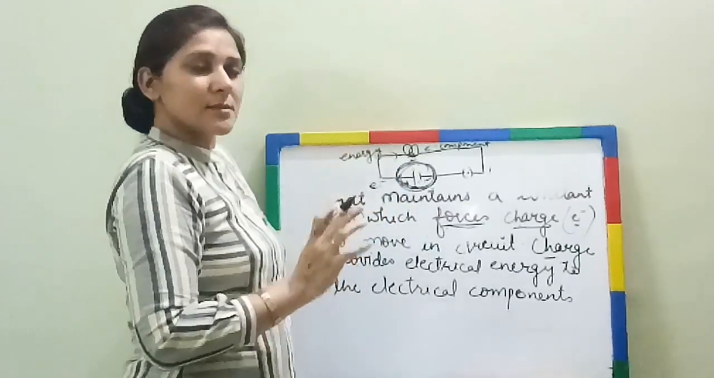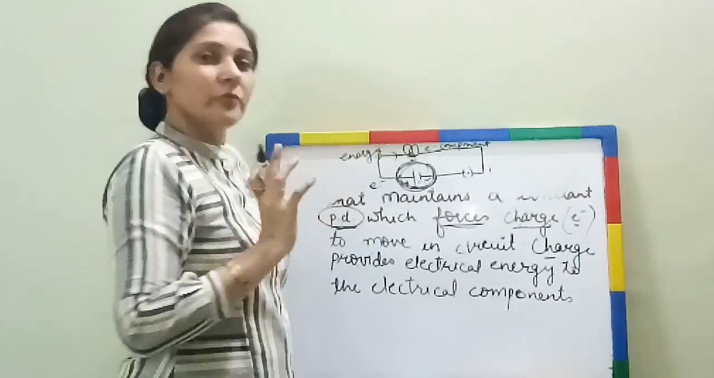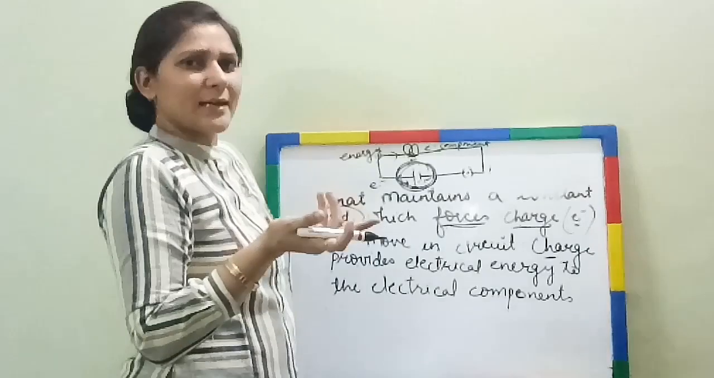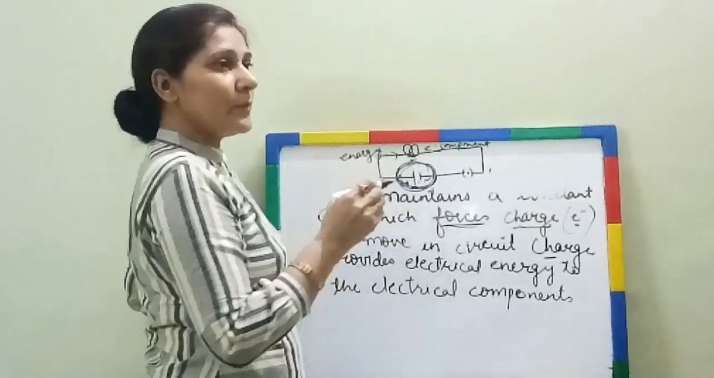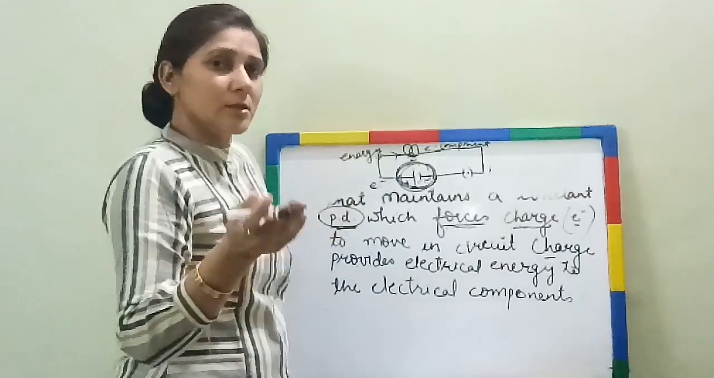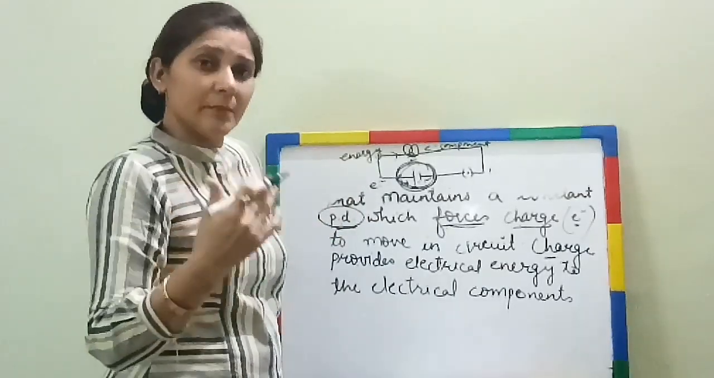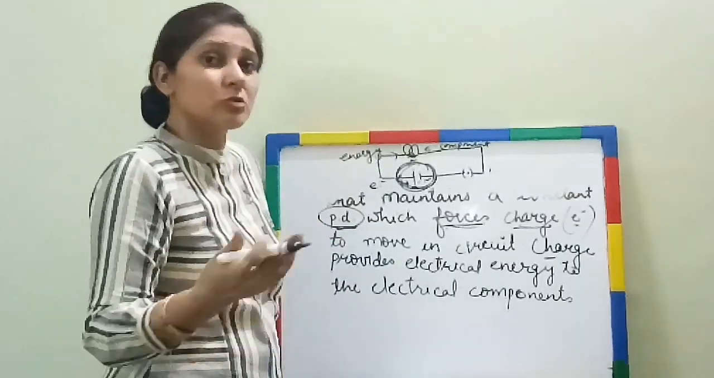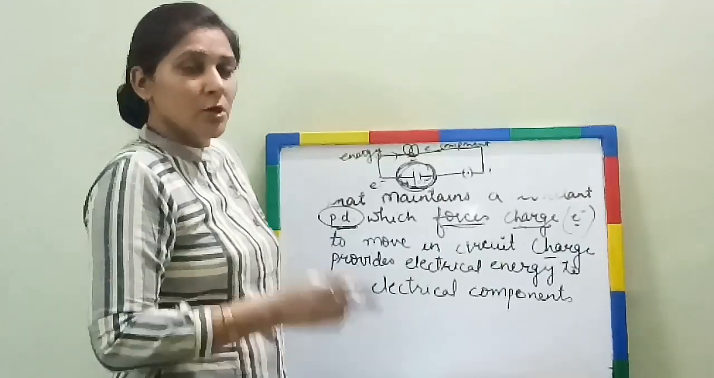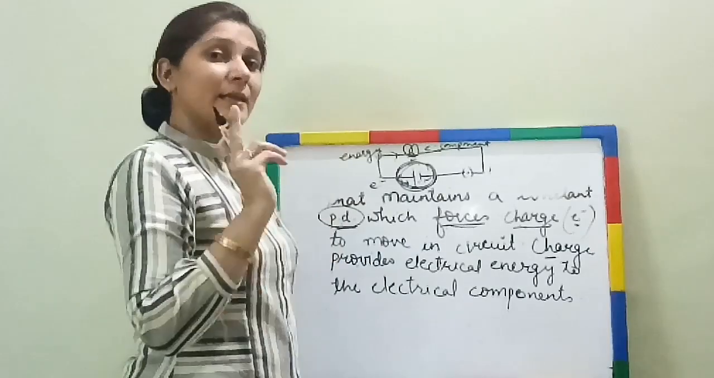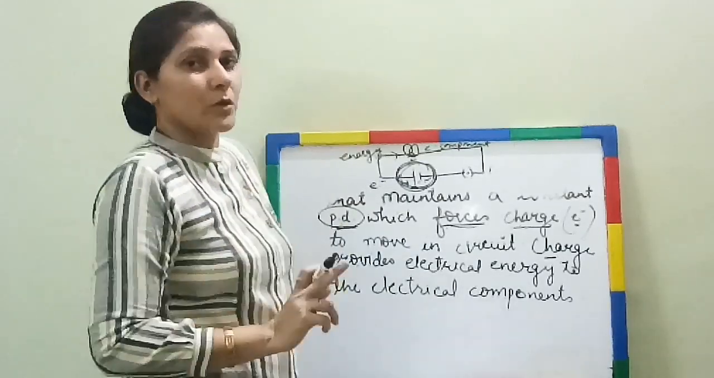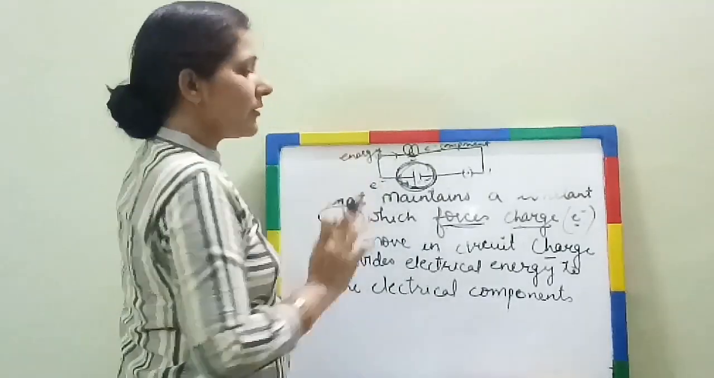There is a myth, in some books, or maybe not exactly in a book, somewhere you read that the cell is able to give charge. It is not able to give charge. It is able to give electrical energy to the electrical components. So always remember, it will not distribute the charge. It gives energy to all the electrical components. This is how a cell works.